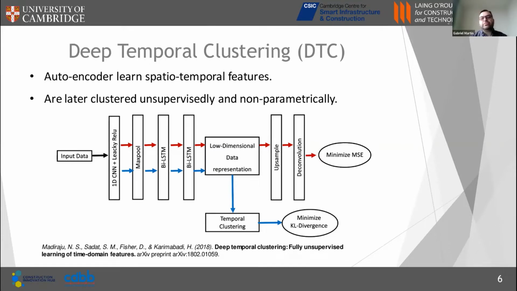We follow this unsupervised approach because usually you don't have ground truth information over large areas to do it in a supervised way. So we had to go in an unsupervised way. The architecture consists of an autoencoder which learns low-dimensional spatiotemporal features, and then we use these low-dimensional spatiotemporal features to perform the clustering in an unsupervised and non-parametric way.